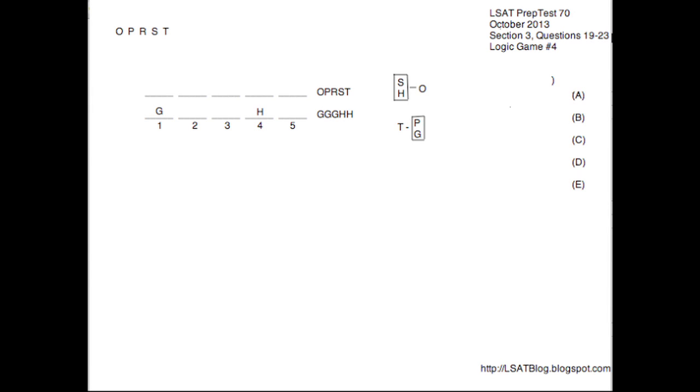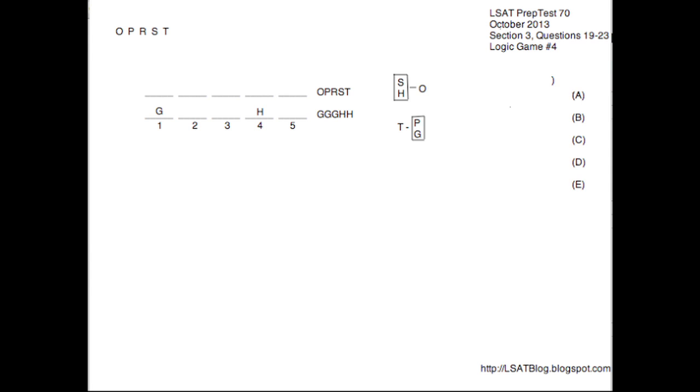Hey guys, in this video I'm going to explain the fourth logic game from PrepTest 70, which is the October 2013 LSAT. This is the game involving 5 different bird lectures that the naturalist gives in one of 2 different auditoriums. I would consider it an ordering game because we're placing the lectures in order from 1 to 5. It's also matching because we are matching each of the lectures with the auditorium in which it is given.